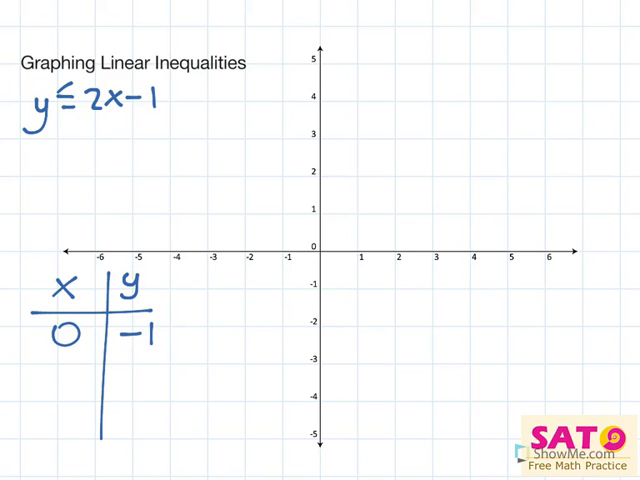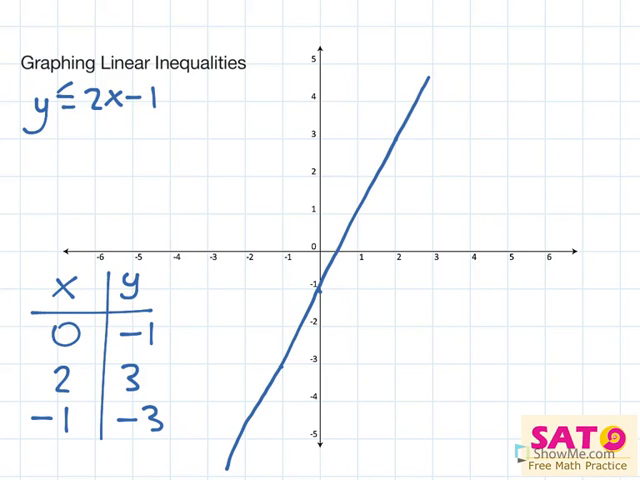Remember, this is just like an equation. So let's say x is 2, y is 3, x is negative 1, y is negative 3. Let's plot those points and do a little graph, and it should look like that.